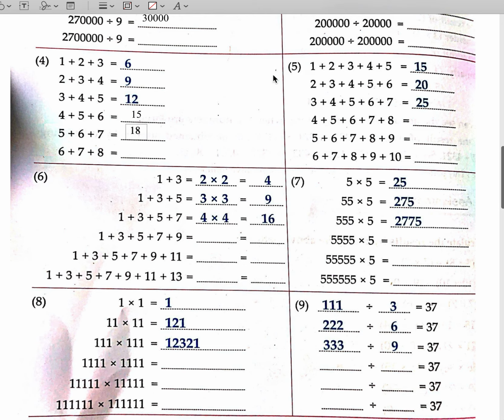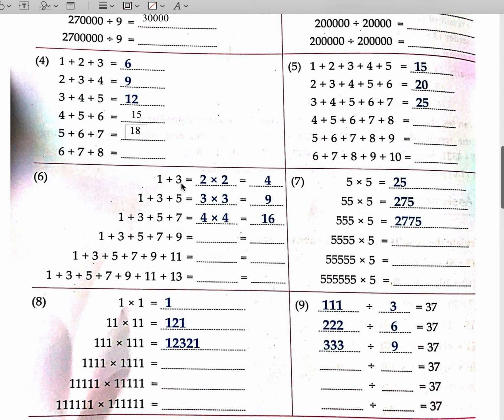So here is 1 plus 2 plus 3 plus 4 plus 5 is equal to 15, then 20, 25. So when you observe these three numbers, you will get to know that these are the multiples of 5. So you will continue writing that.